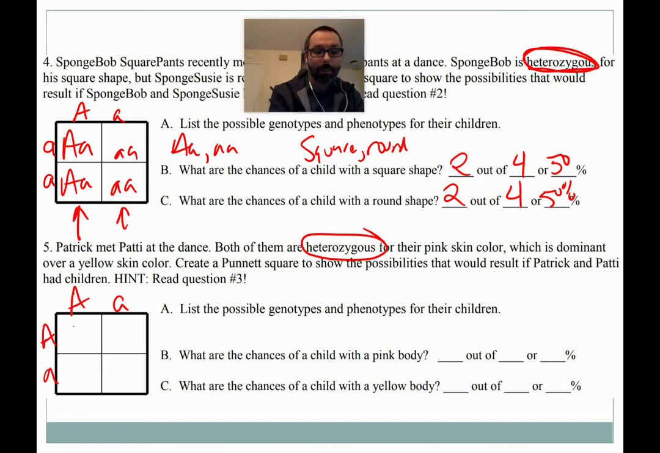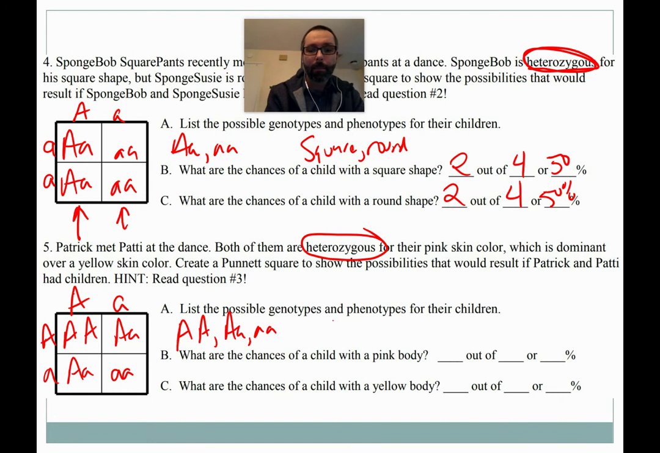So we have our letters. Now we fill in the boxes, and we just did one of these in the practice on the video earlier in the slides. So you might remember that there's 1 big A, 2 big A little a's, and 1 little a. What are the possible genotypes? This time, all of the possible genotypes are there. And still, some of them will be pink, and some of them will be yellow.